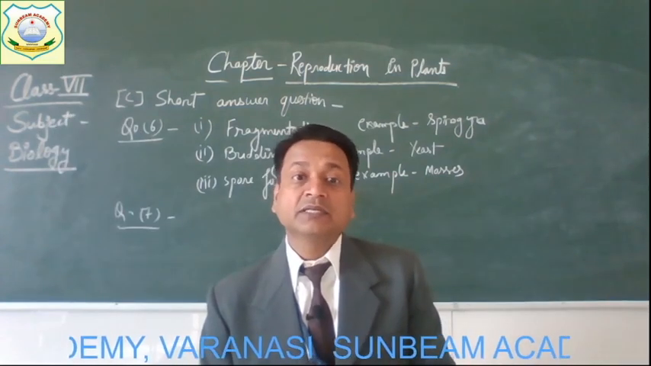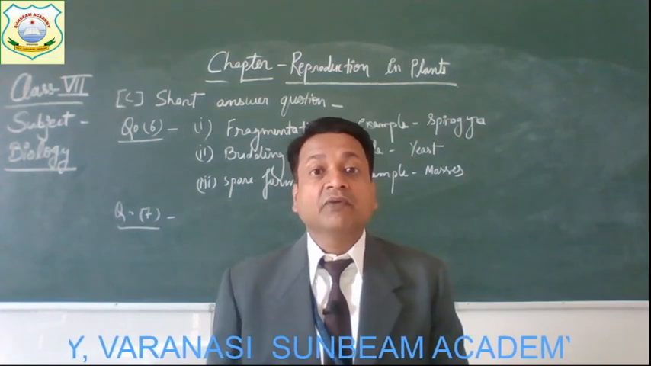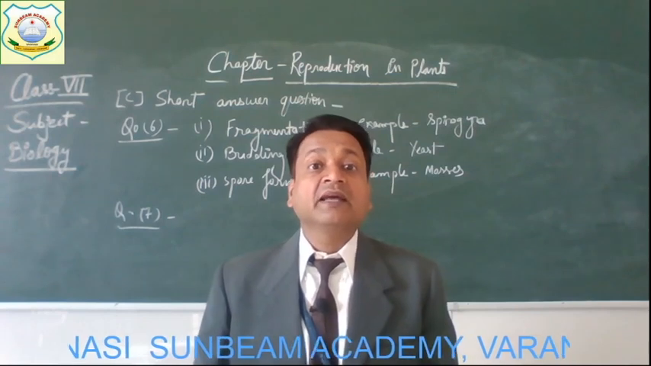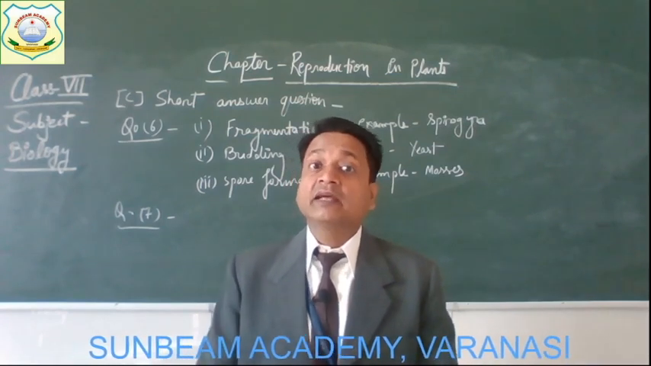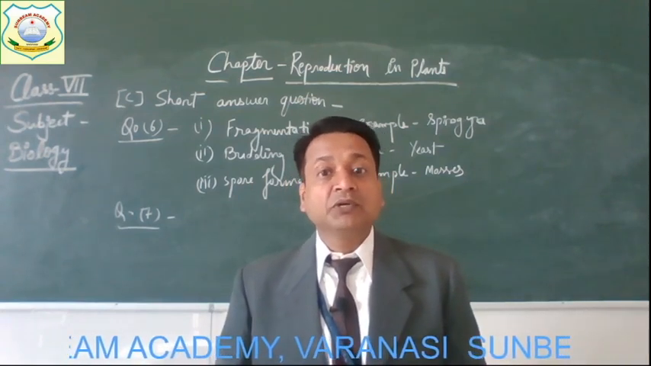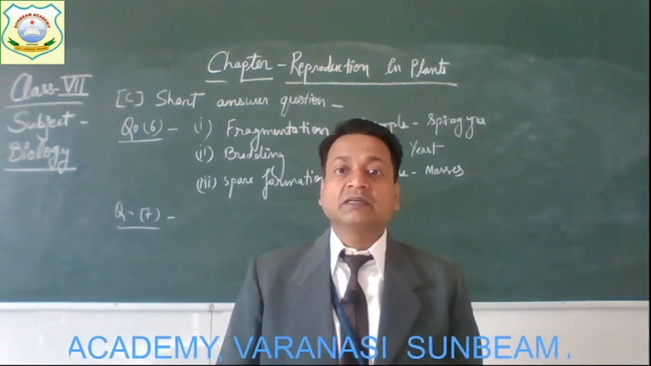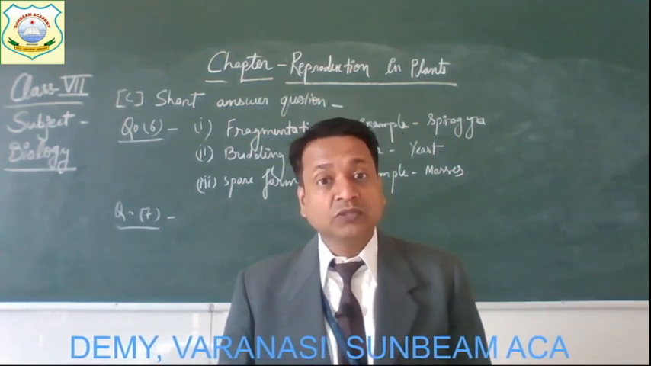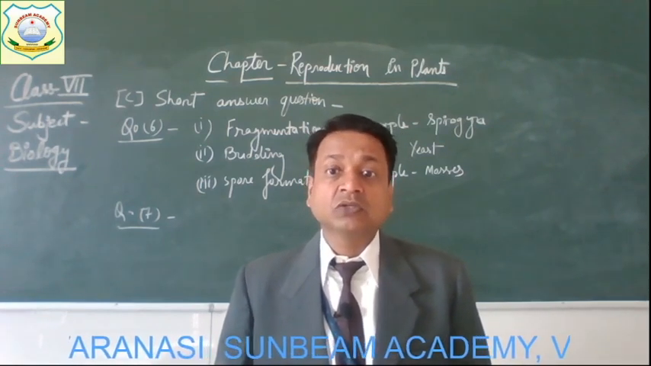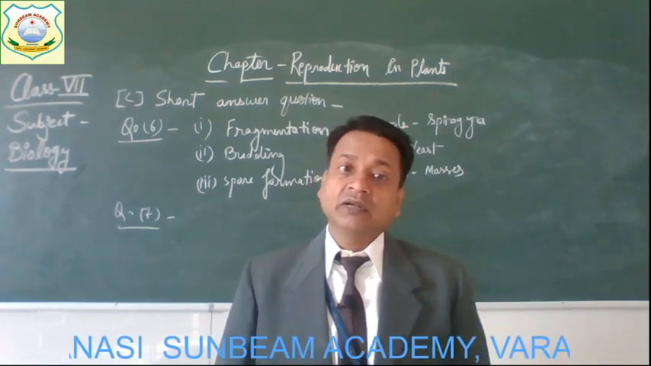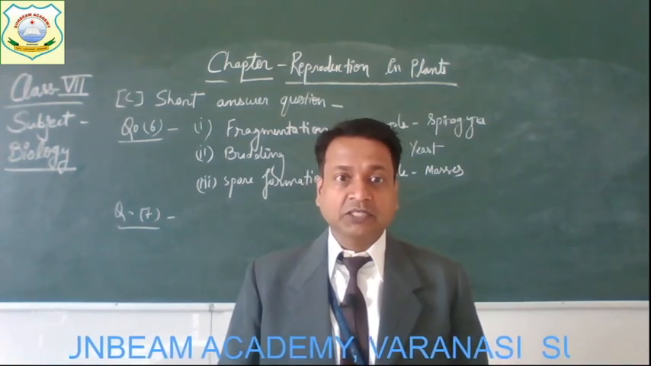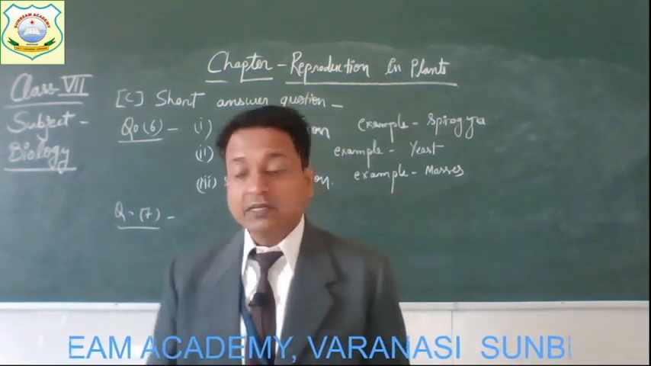Question number 7 is, what is vegetative reproduction? So children, here you have to define vegetative reproduction. Remember that we have discussed in the class that when new plants are produced from the vegetative parts of the mother plant, such as roots, stems or leaves, without the help of any reproductive organs, it is known as vegetative reproduction. Children, understood the meaning of vegetative reproduction? Now come to the next, question number 8.